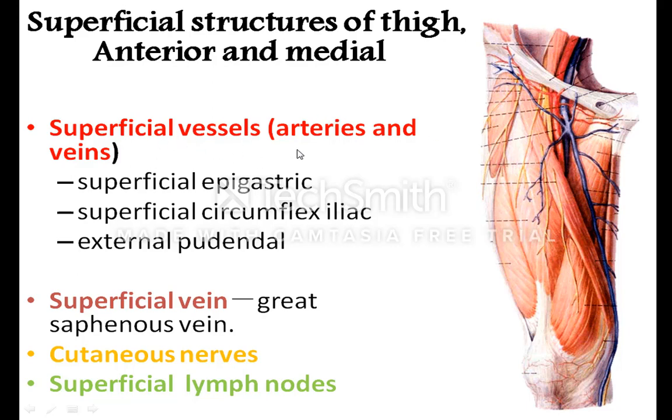Regarding the superficial vessels, this is the superficial epigastric vessels, and these are the superficial external pudendal vessels, and these are the superficial circumflex iliac vessels. This vein is the greater saphenous vein, and these nerves here are the cutaneous nerves. We are also going to see some lymph nodes spreading here and here.